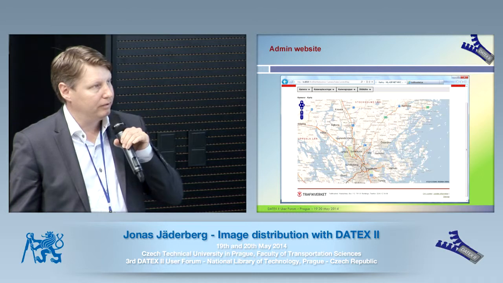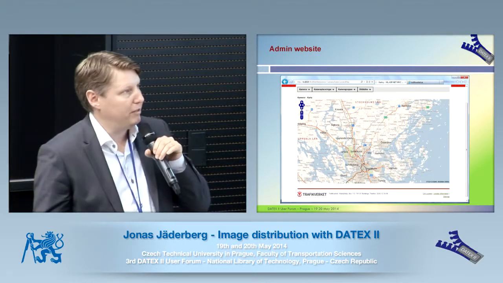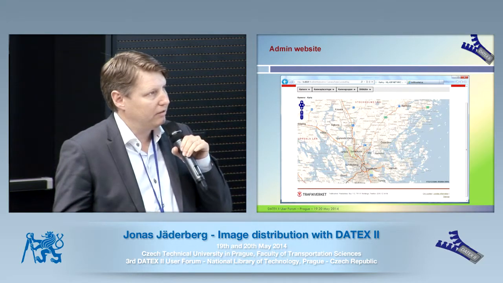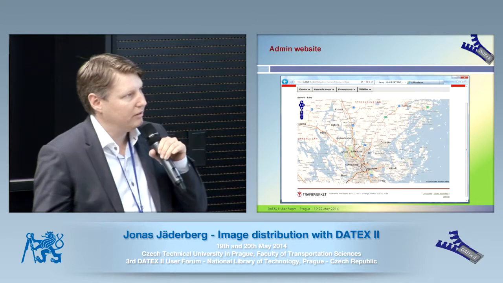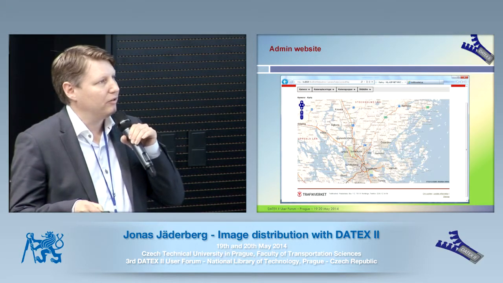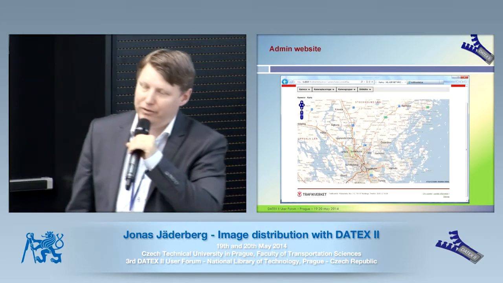This is a map. Of course, you have a map in the system just to position the camera, but as well to show where the cameras are. And this resolution is rather small to see the cameras, but there are small black dots around Stockholm here. And the further out you go, the fewer cameras you have, of course.